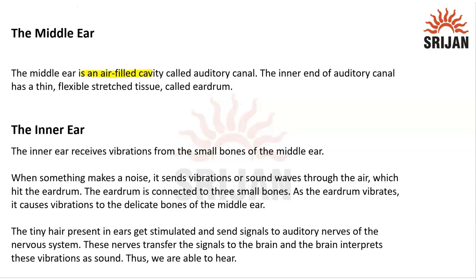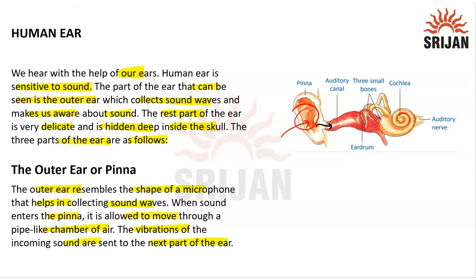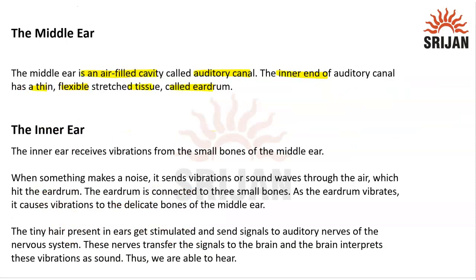It is an air-filled cavity called the auditory canal. The inner end of the auditory canal has a thin, flexible, stretched tissue called the eardrum. So this is our auditory canal, and at the end there is something which is called the eardrum. So this is our eardrum. It is a thin stretched membrane. Then the inner ear. The inner ear receives vibrations from the small bones of the middle ear.